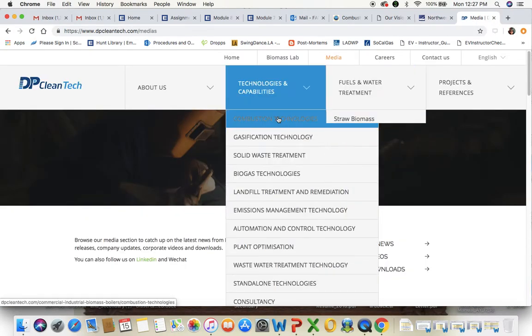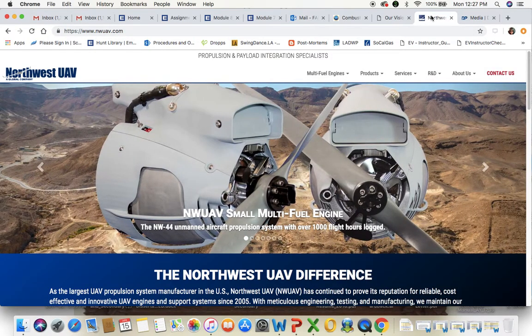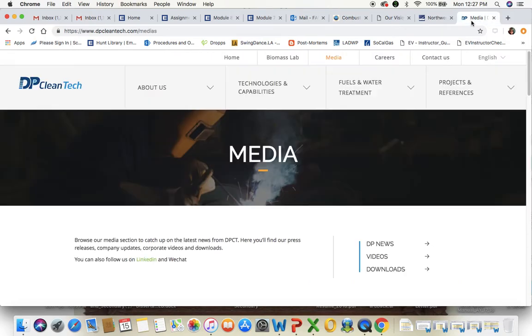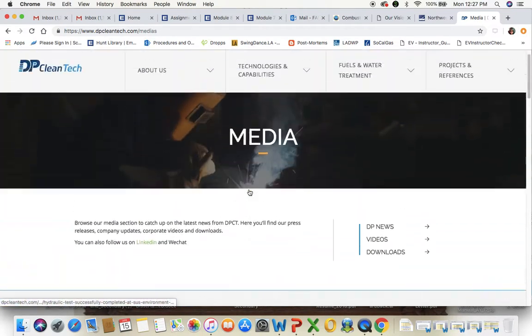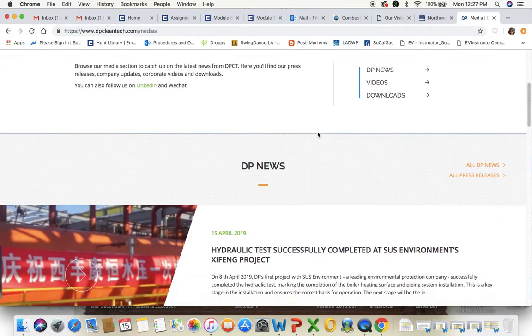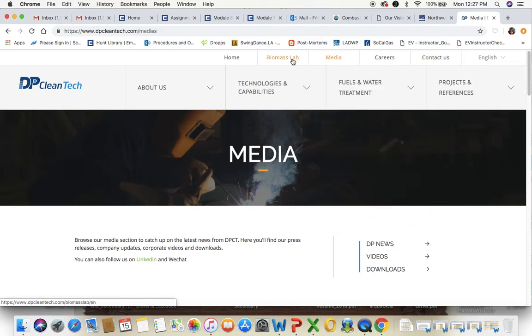The last one I found is this DP Clean Tech, and so these two were Ballard and Northwest UAV. I found them through searching unmanned aerial vehicle propulsion concepts. This one I found with the biomass combustion key phrase. So that's what they focus on. I was looking at their media to make sure that these companies are legitimate and not just saying, yeah, we do this, and then they're not that at all.